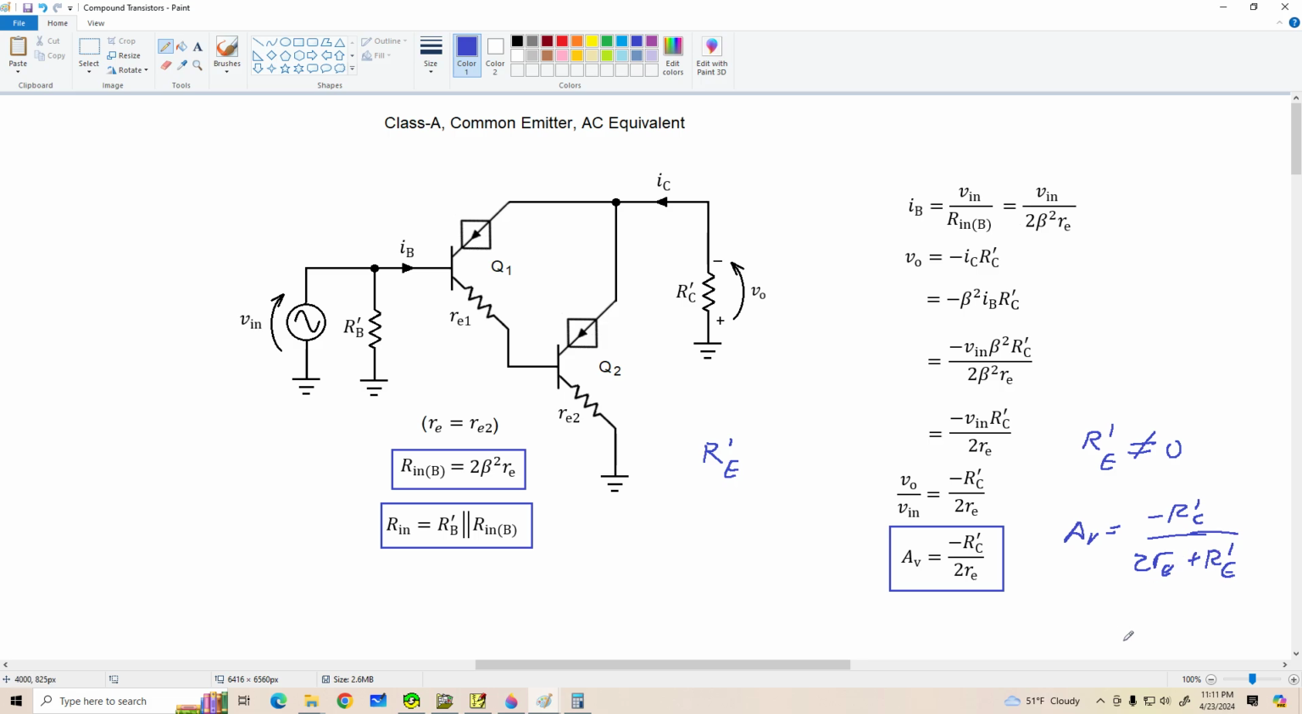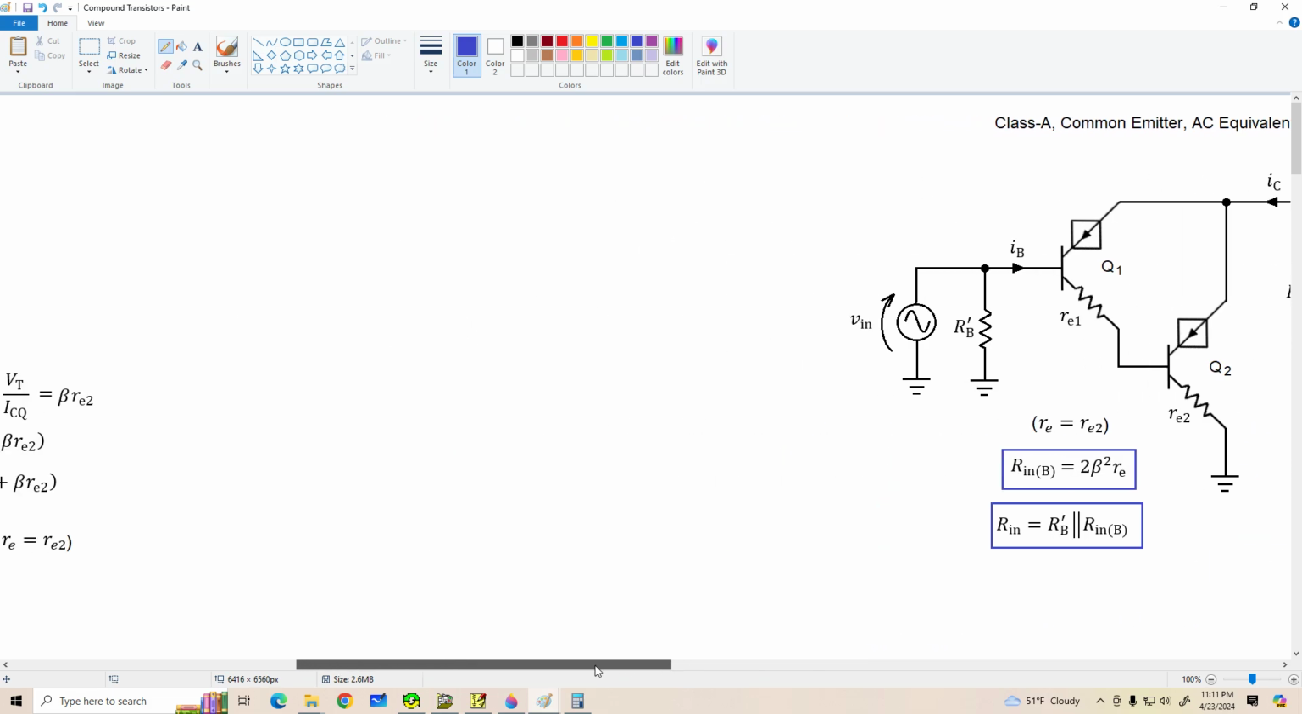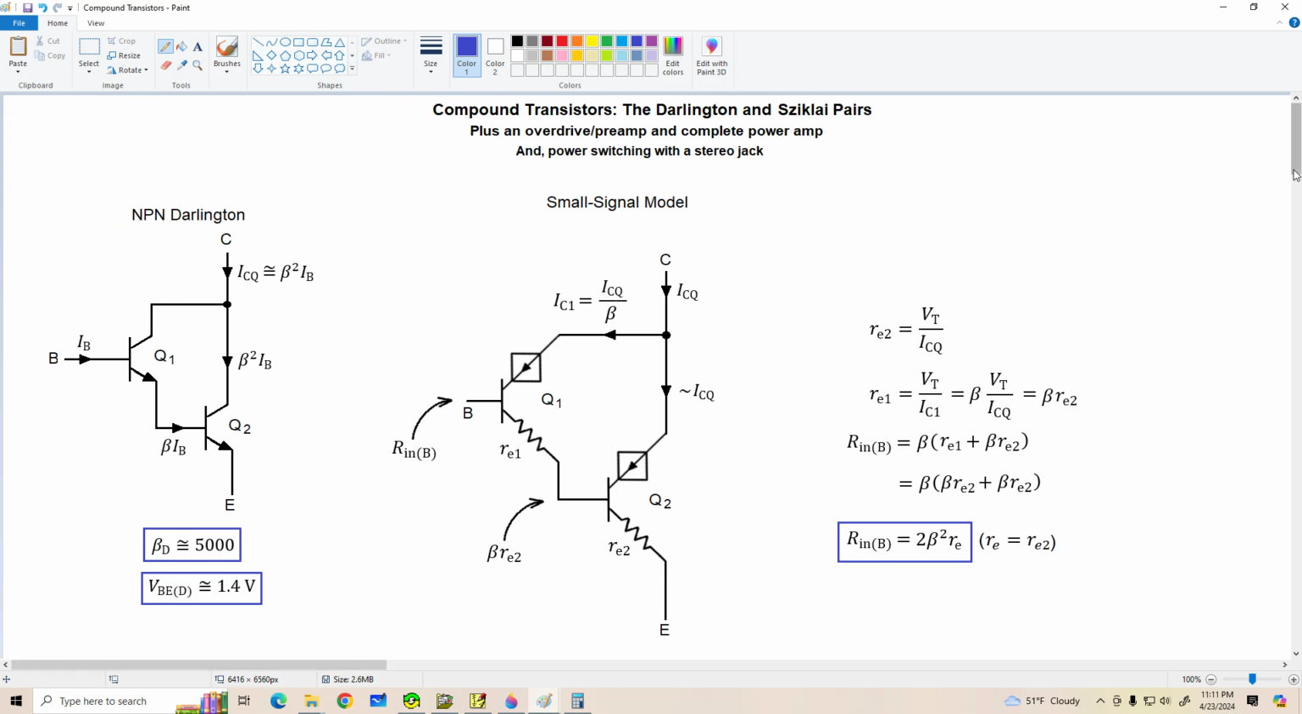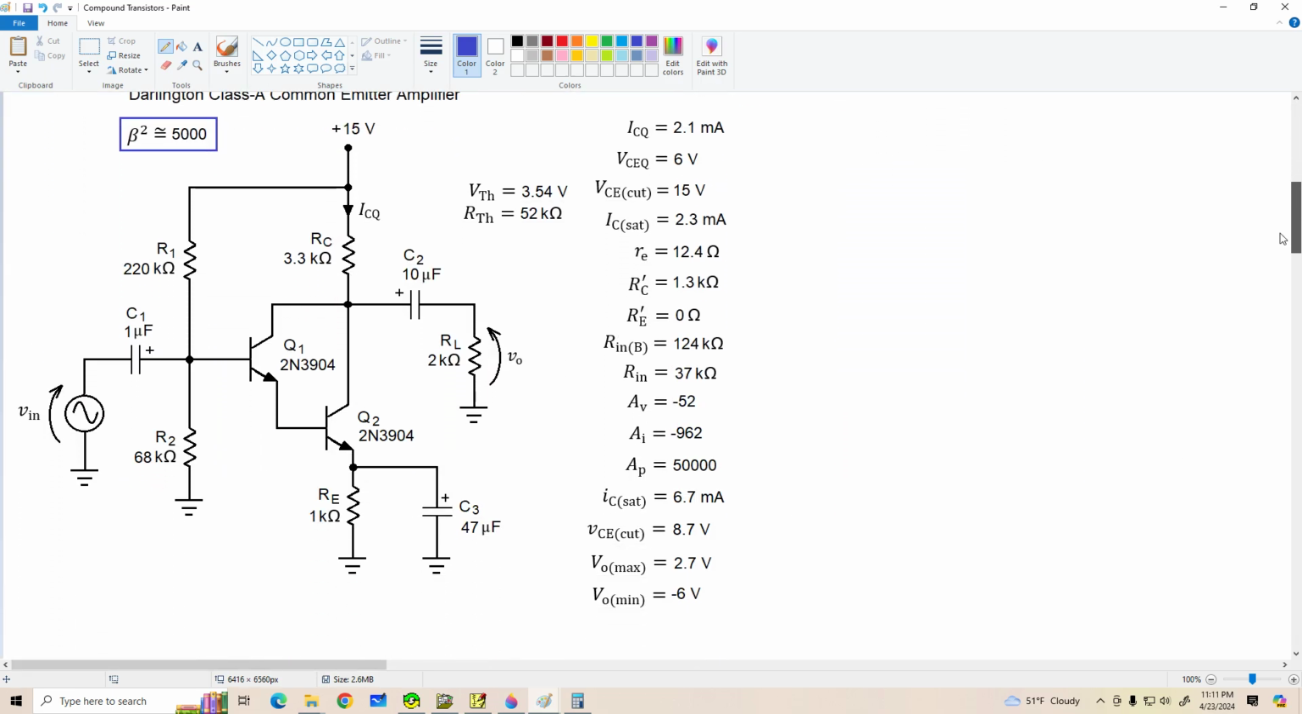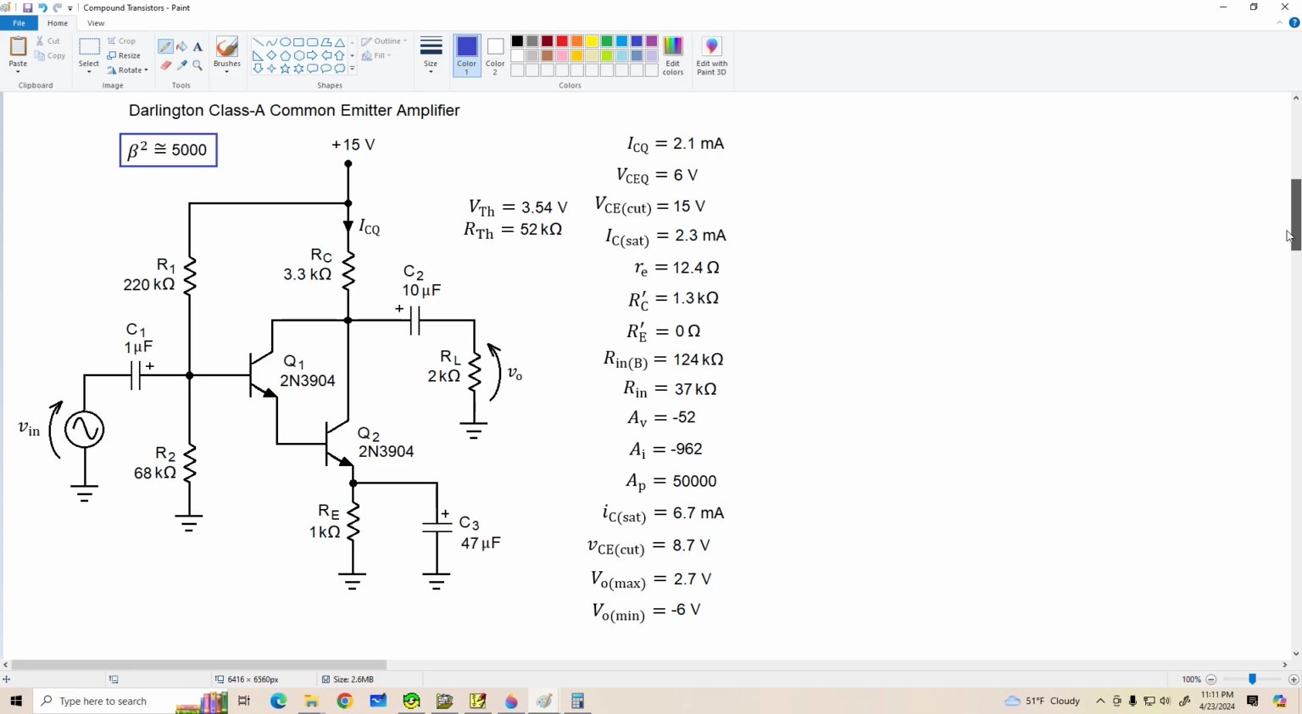All right, now let's put all this to use by analyzing a real amplifier circuit. Okay, so here we have a Darlington Class A common emitter, and if we just take a glance at the circuit, the first thing you might notice other than the Darlington is that our biasing resistors are pretty high in value compared to what we've been seeing. And that's because the input resistance to the Darlington is so extremely high.